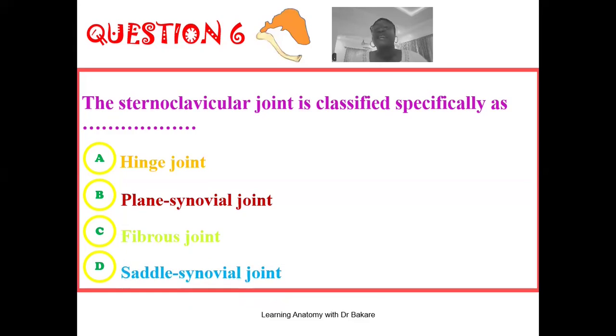The correct answer here as it relates to the classification of the sternoclavicular joint is a saddle synovial type of joint. The sternoclavicular joint is a synovial type of joint, but it is specifically classified as a saddle type of synovial joint. And this is as a result of the concave convex alignment of its articular surfaces.